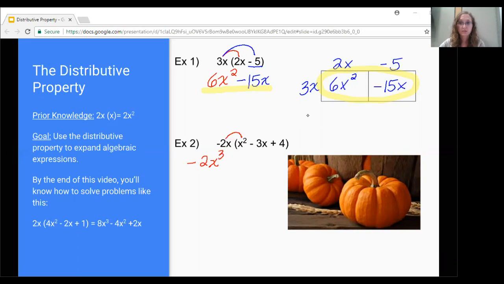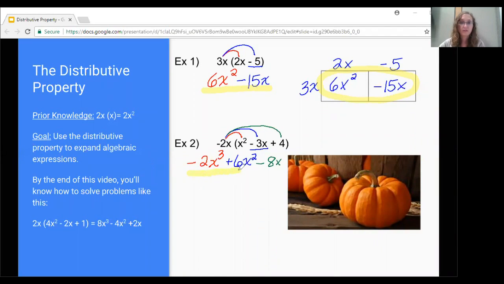And then next, we have negative 2x times negative 3x. It's best to think of it as a negative here, because then when we have a negative times a negative, we get positive 6. And then x times x is x squared. And then when we look at this last term here, so negative 2x times positive 4, and negative times positive is a negative. So we're going to end up with negative 8x. And that's our final answer for that one.